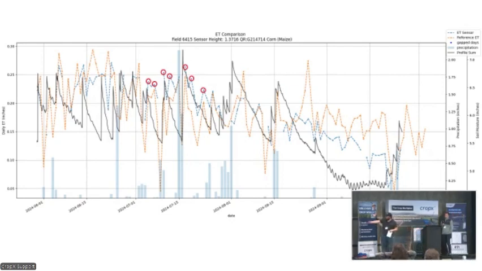This y-axis at the left is your daily ET in inches. Precipitation is also in inches, and the blue bars correspond to this first axis on the right. And lastly, the profile sum corresponds to the secondary y-axis on the right, which is also in inches.